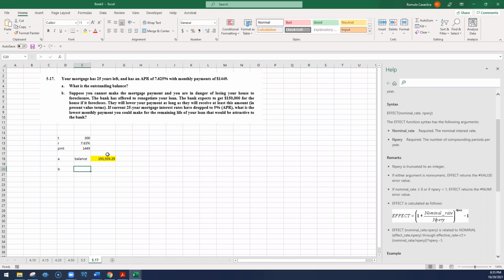And on B, so many things to keep in mind. It tells you that you might forfeit, and the bank expects to get 150,000 for the house if it's foreclosure. So this is the new balance to consider, 150,000, the price of the house. The APR is going to drop to 5%, and they're asking you for the new payment.